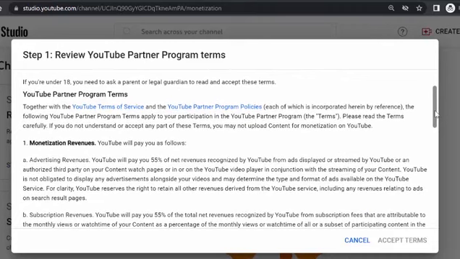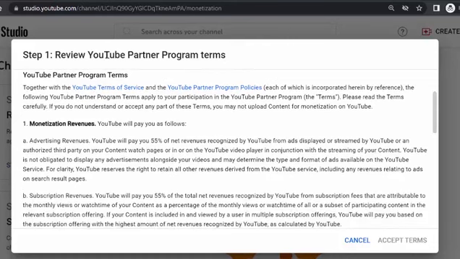If you're under 18, you need to ask a parent or legal guardian to read and accept these terms, which is strange. That means you're allowed to have a YouTube channel if you're under 18. Very interesting. YouTube Partner Program Terms.